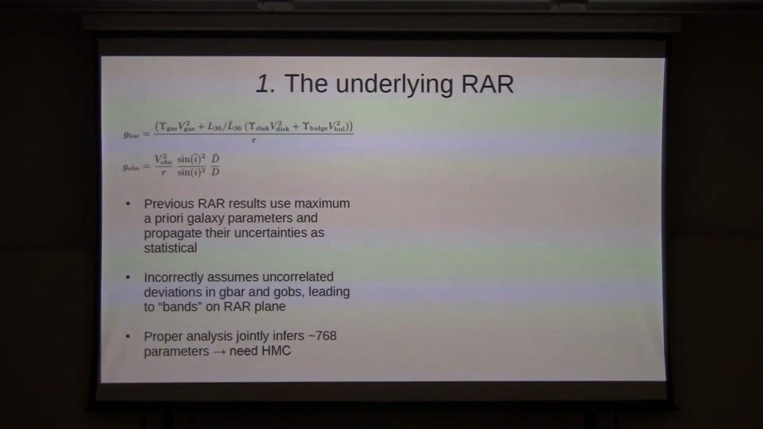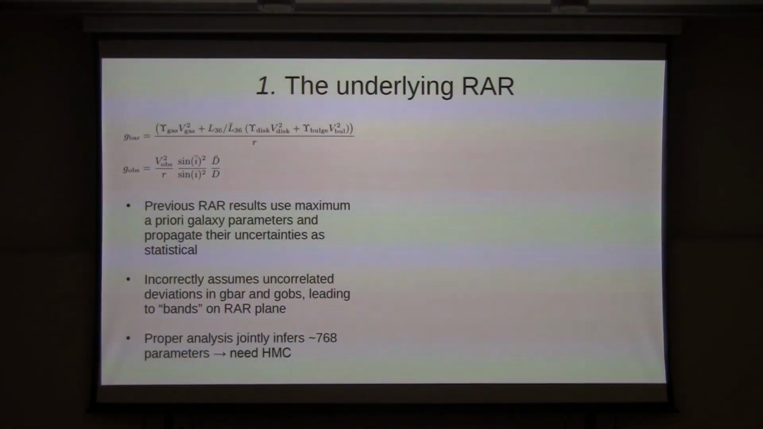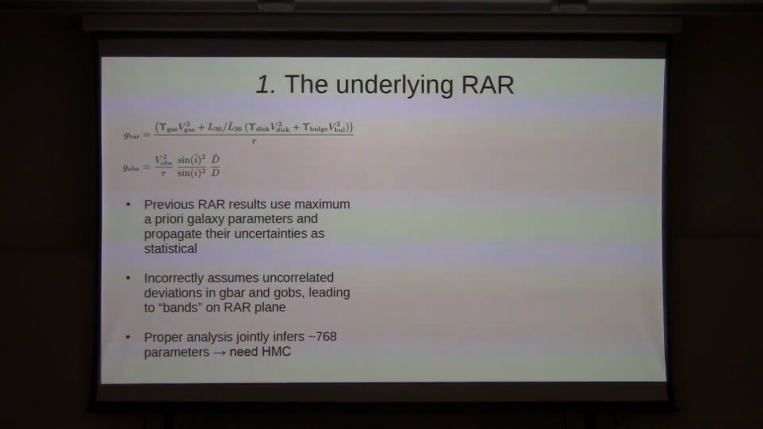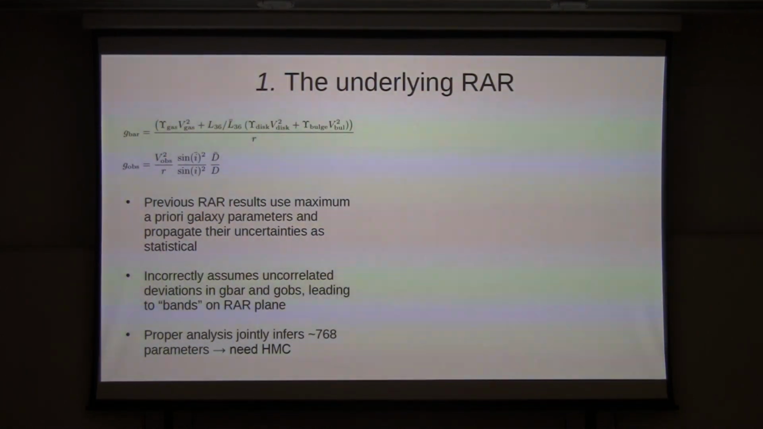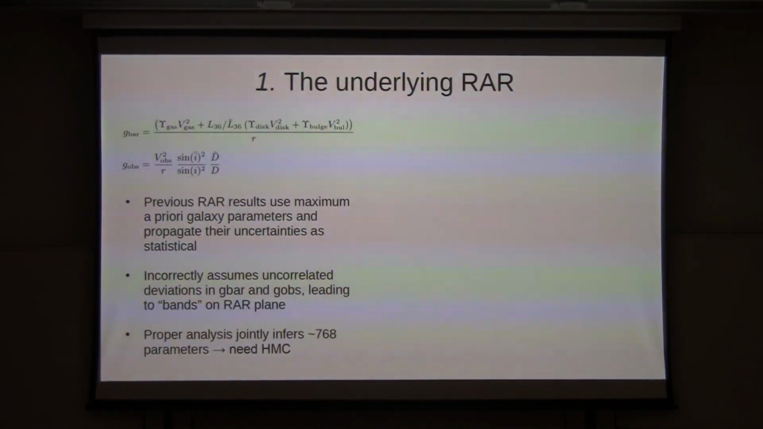But that's problematic because variations in these quantities actually introduce correlated deviations on the RAR plane. Whereas if you propagate them statistically, then that's tantamount to assuming that if the mass to light ratio of a galaxy fluctuates up, for example, that could cause gbar to fluctuate up at one point but down at the next. That's clearly unrealistic. If mass to light ratio fluctuates up, then gbar should fluctuate up for all points for that galaxy.